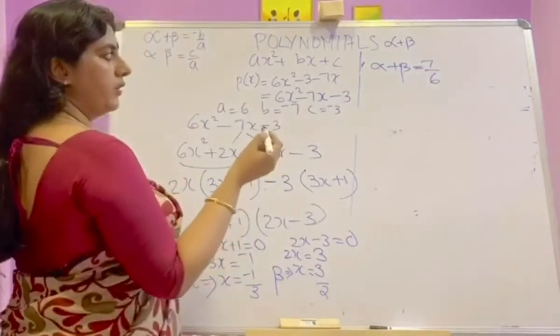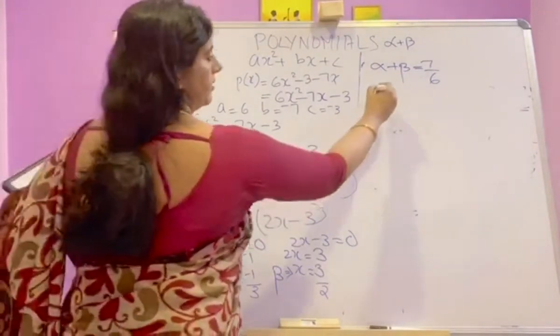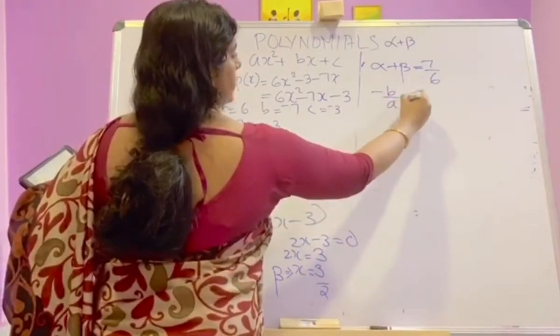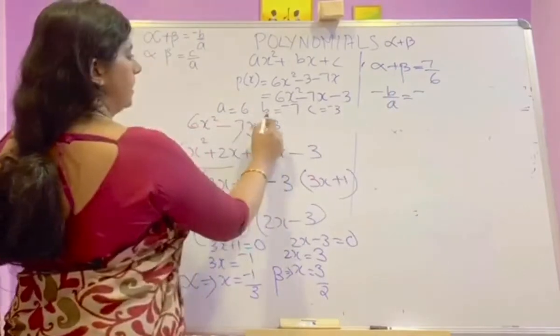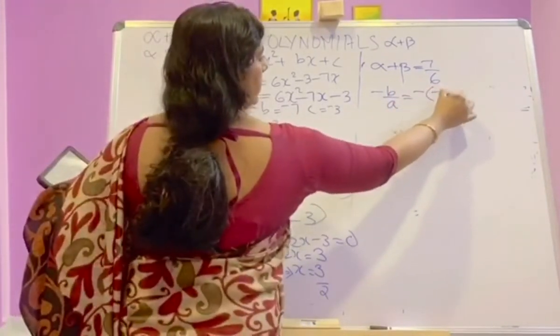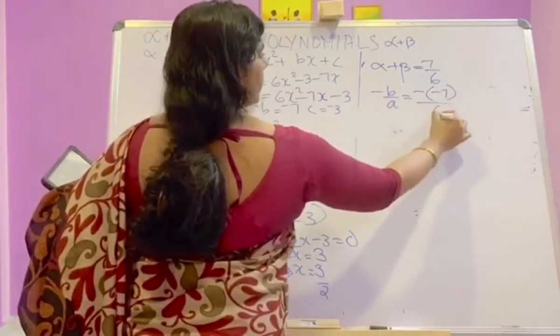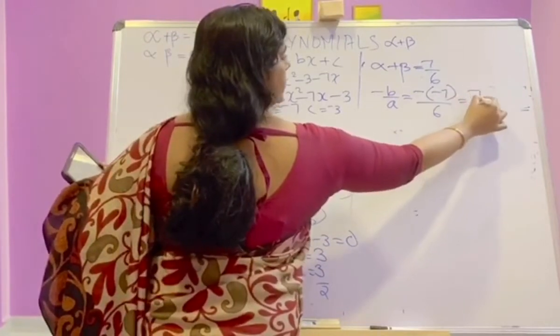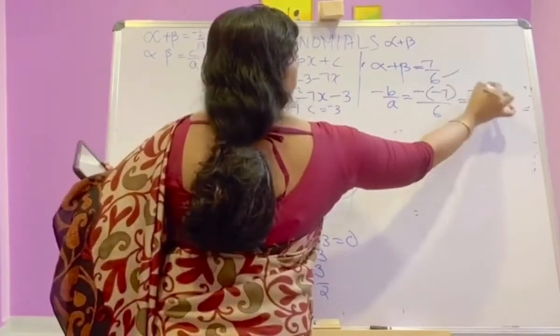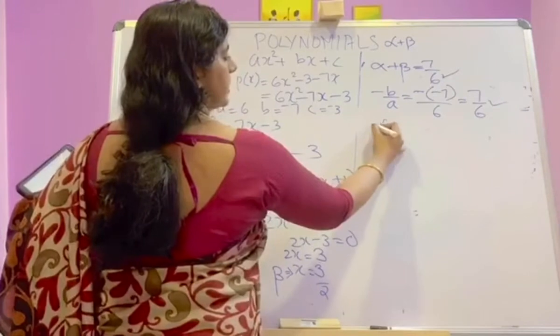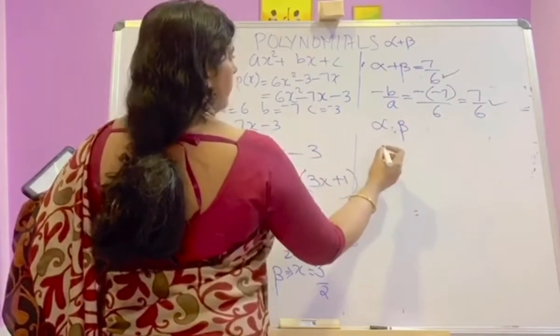We want to check it with negative b by a. Negative of b is negative 7, a is 6. Negative into negative is positive, 7 by 6. Hence verified.